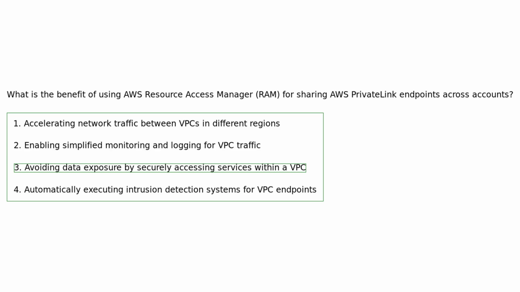By sharing AWS PrivateLink endpoints via AWS RAM, you can securely access services within a VPC across accounts, avoiding data exposure while maintaining compliance with access policies and improving data security.